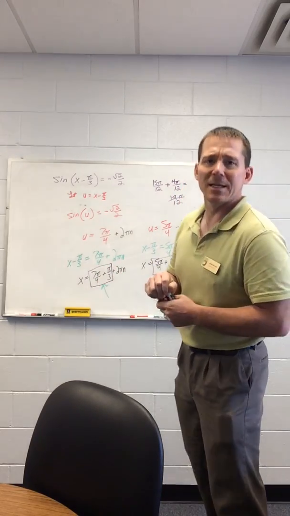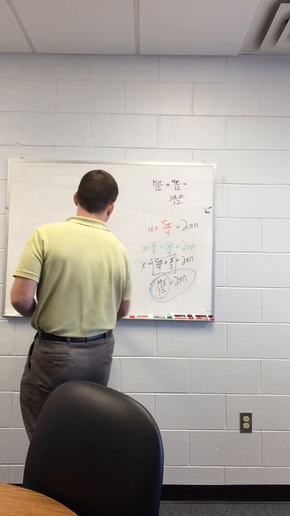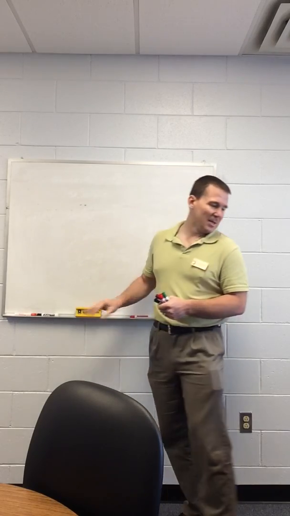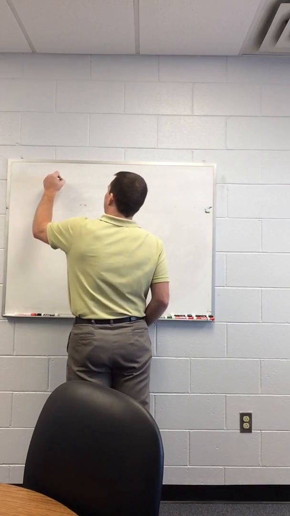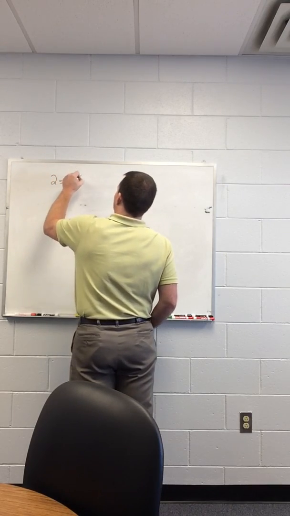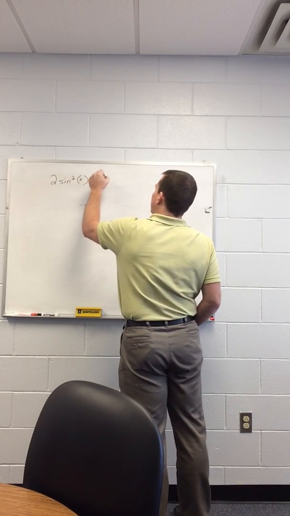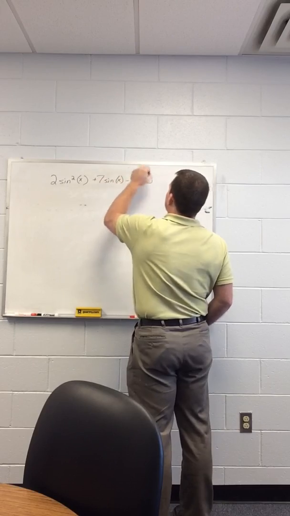Good. Let's see. Oh, we still have time left, so I'll do another problem before I do another video. Let's see. How about this one? 2 sine squared x plus 7 sine x minus 4 equals 0.